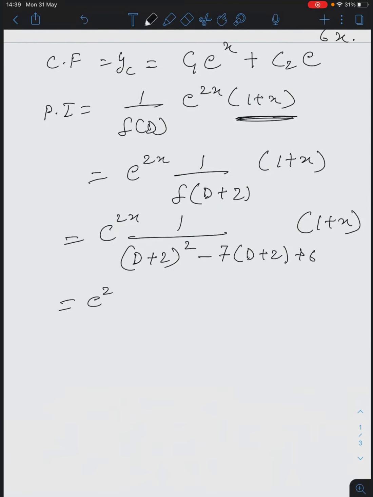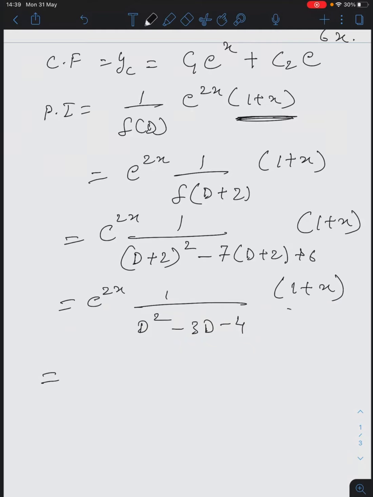Okay, solve it. Simplify and tell me what you are getting in the denominator. On simplification, d square minus 3d minus 4 you are getting. And this you are applying on 1 plus x.